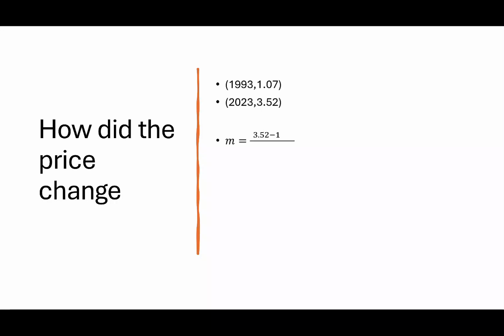When we find the slope, we find the change in y over the change in x. I have 3.52 minus 1.07 over 2023 minus 1993. In the numerator, 3.52 minus 1.07 gives me $2.45. In the denominator, we have our 30-year time span. That says our slope is 0.082. This gives us an estimate of how the price of gas has changed over time.